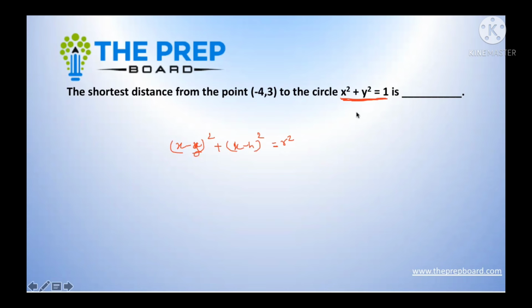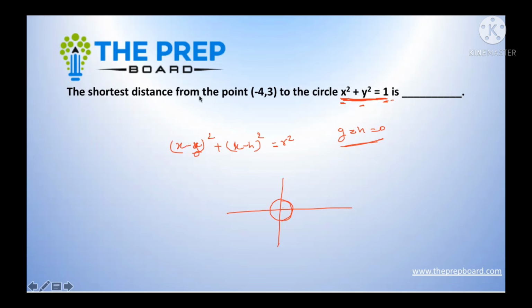the coordinates of the center. Here, we can see that we have only x square and y square. There is nothing apart from this. It means the values of g and h equal 0. It means the center of the circle is the origin and its radius is 1. So this is our circle with radius 1 and center at the origin.